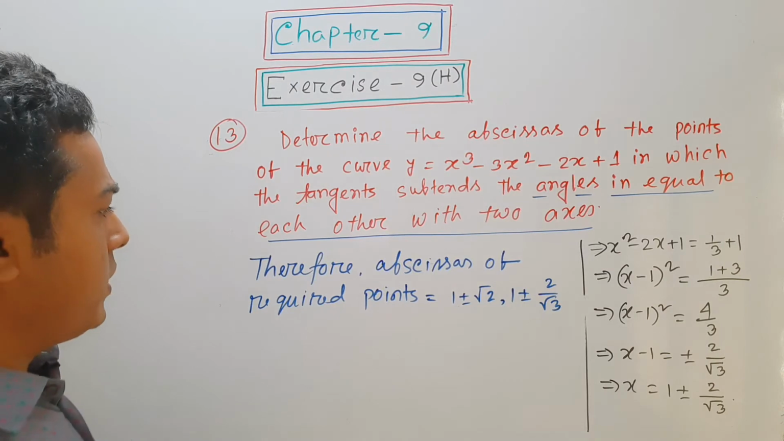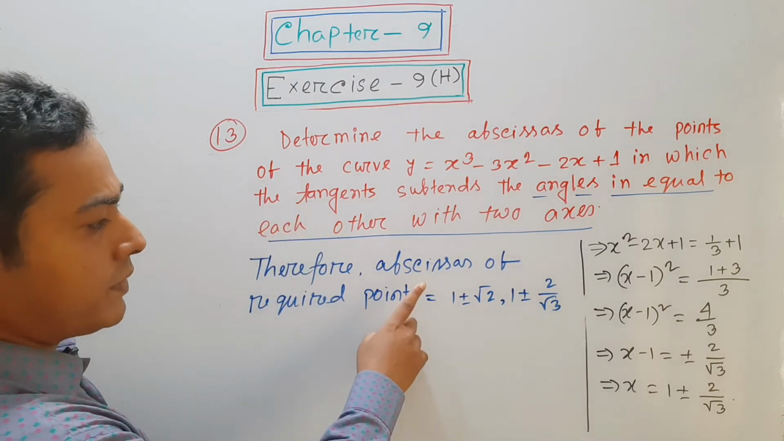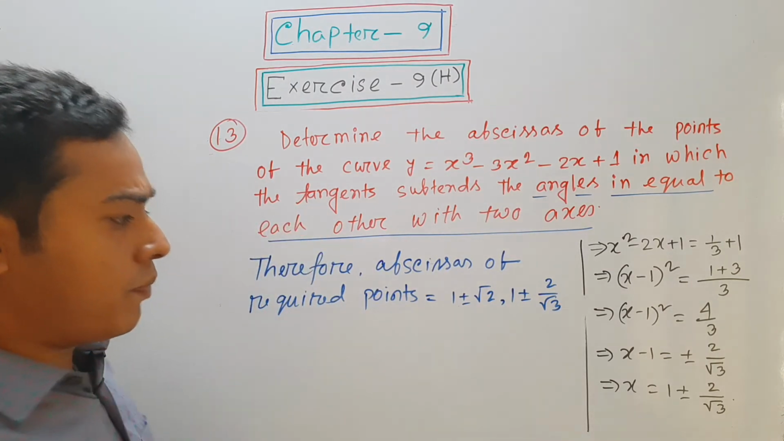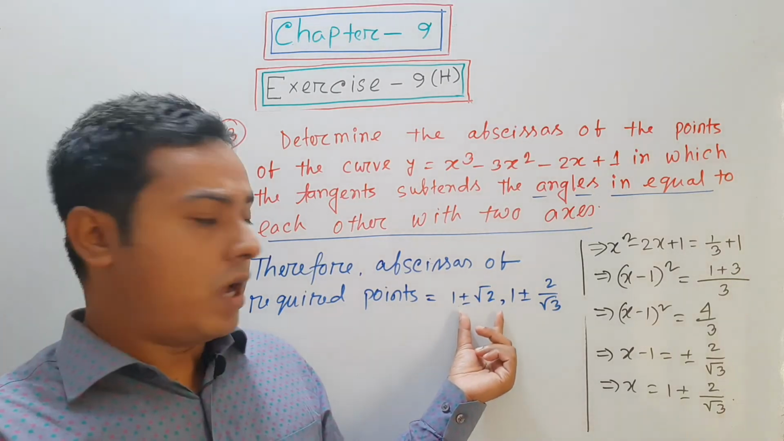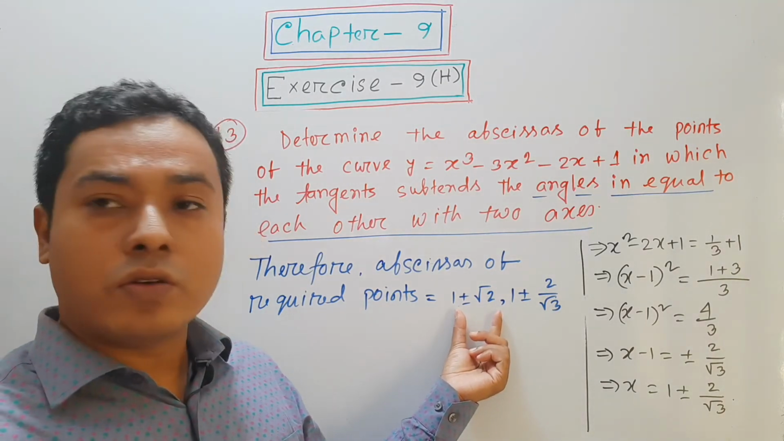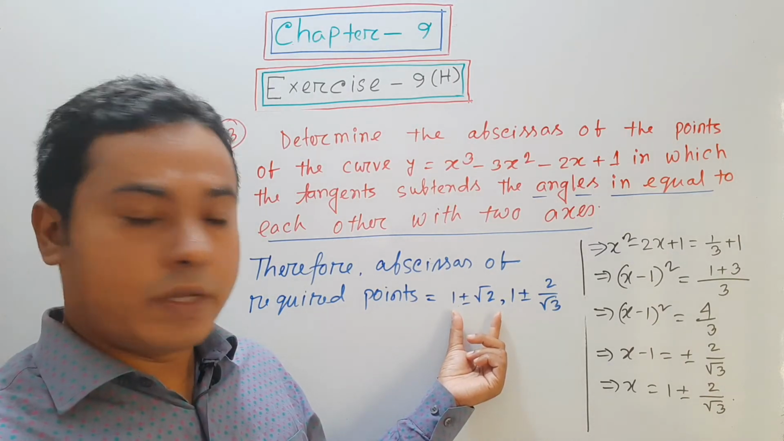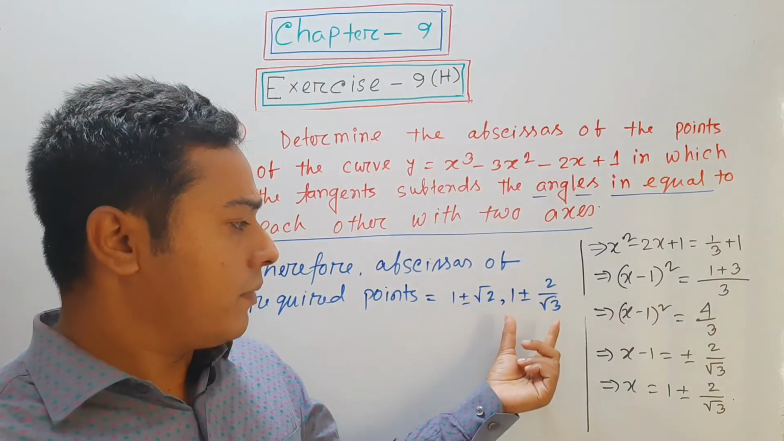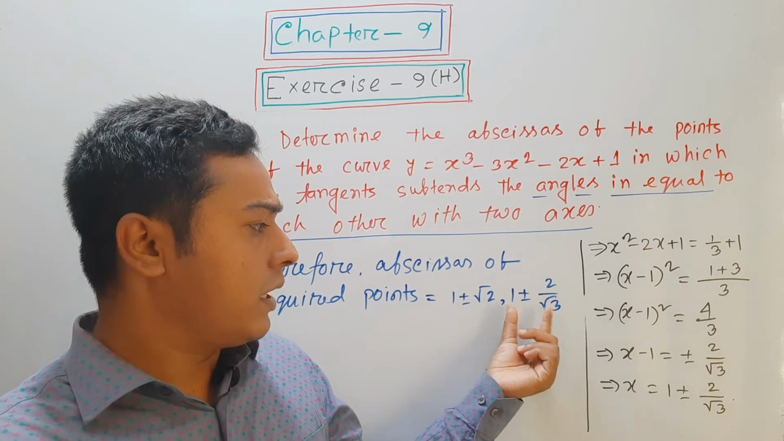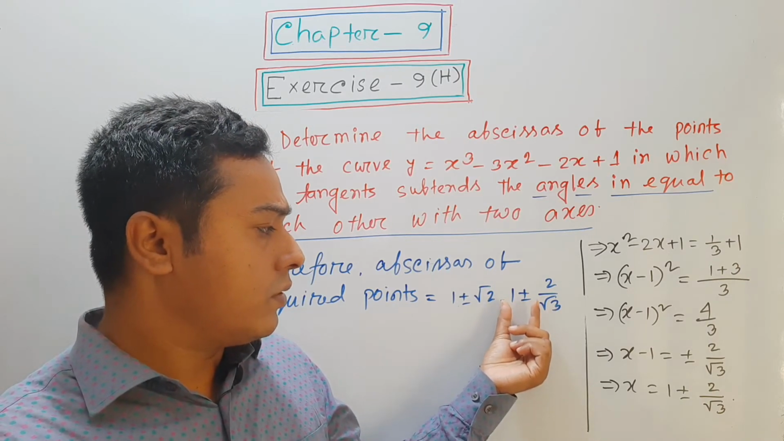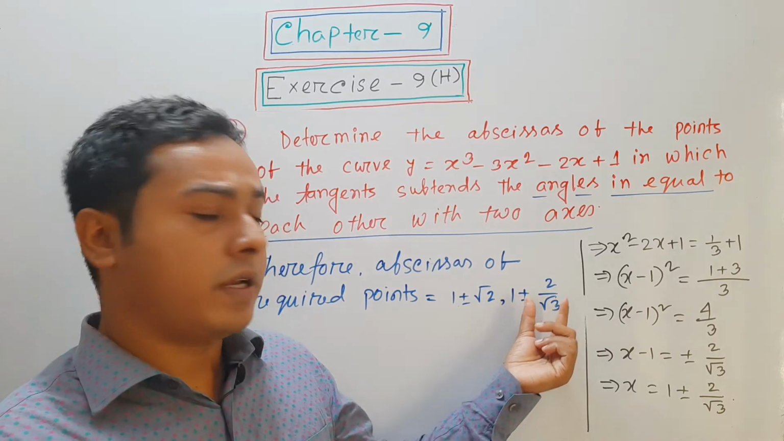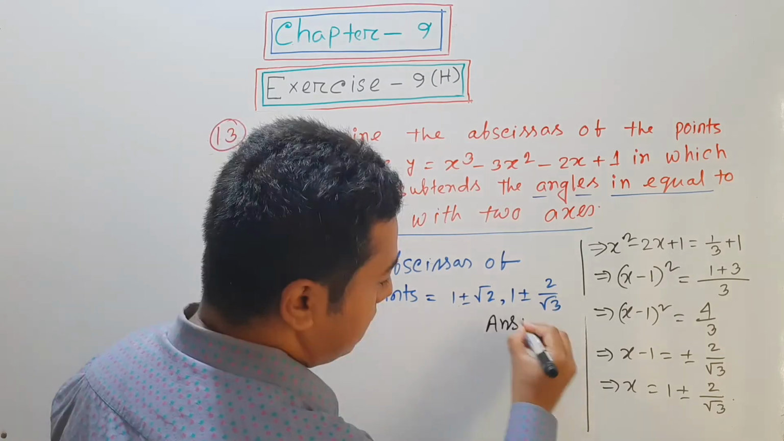Okay, dear students, for this question, therefore abscissas of required points is equal to 1 plus minus 2 divided by root over 3, when we have taken positive value, and when we have taken negative value.